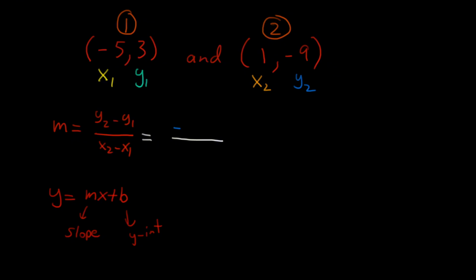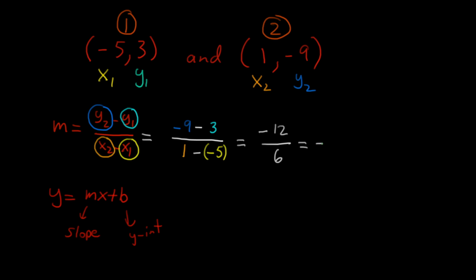So now we can just plug that into our slope equation here. So we plug in -9 for y2, we plug in 3 for y1, we plug in 1 for x2, and we plug in -5 for x1. Then that simplifies to -12/6, which if we reduce that fraction, it ends up being -2.